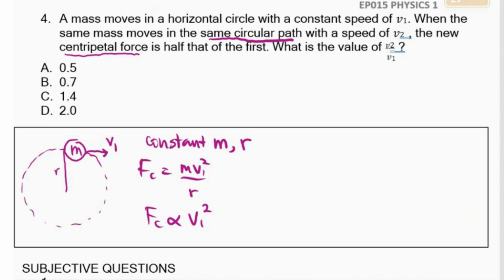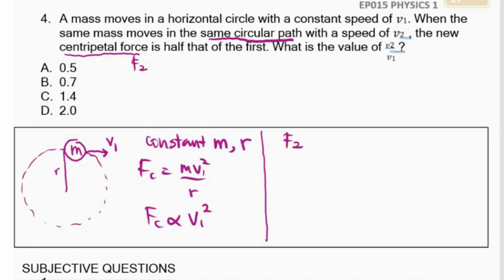Okay, so therefore we can find the ratio of the new centripetal force. Label that as F2. This is F2, so we are looking for the ratio between V1 and V2.